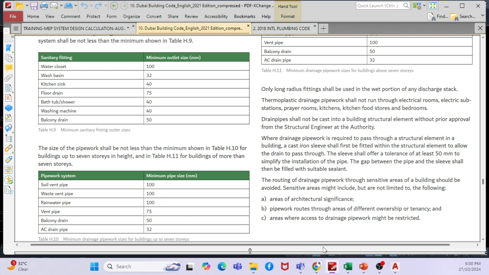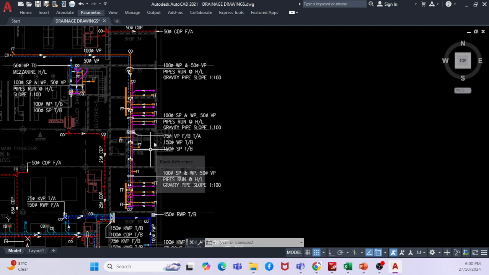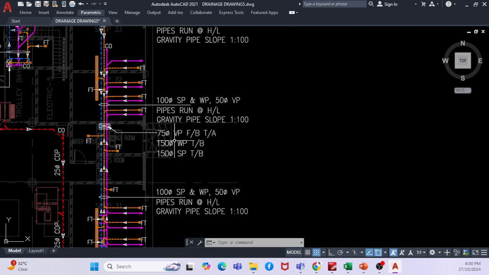And you can go with 100 for the waste pipe itself. But in some projects, some consultants design with oversize, right? For example, to avoid blockage, they may go with a higher size, which is 150. See here, 150. Actually, this building is less than 7 stories, but still some consultants go with a higher pipe size to avoid any blockage.